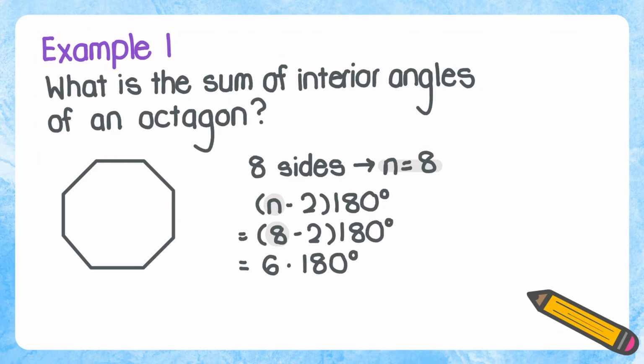Feel free to use a calculator here. What is 6 times 180 degrees? It's 1080 degrees. So the sum of interior angles of an octagon is 1080 degrees.